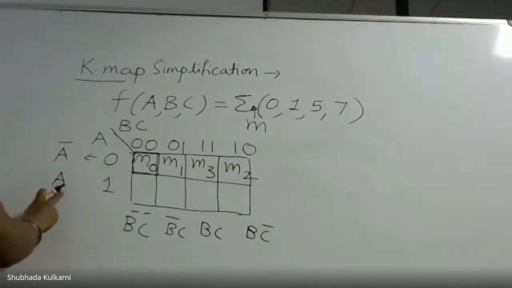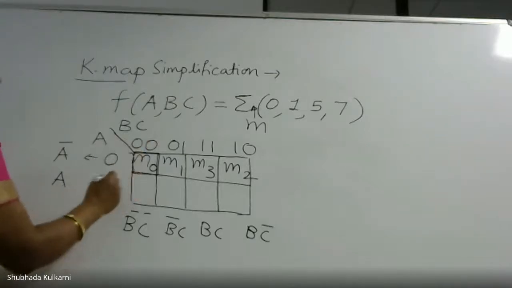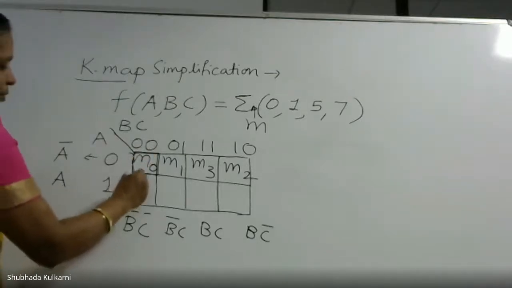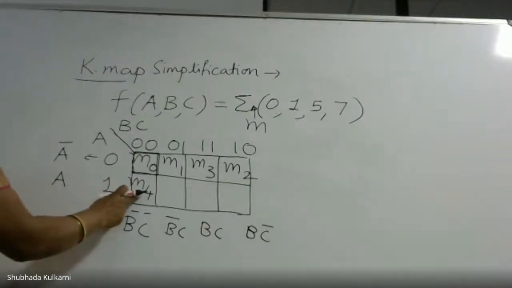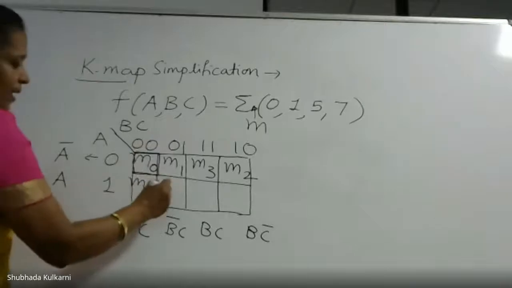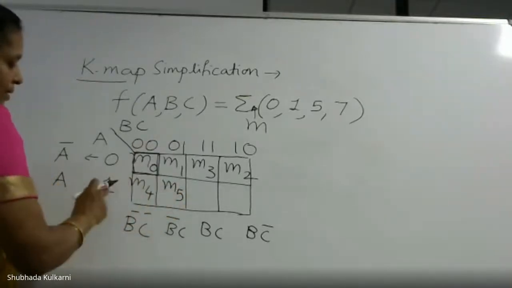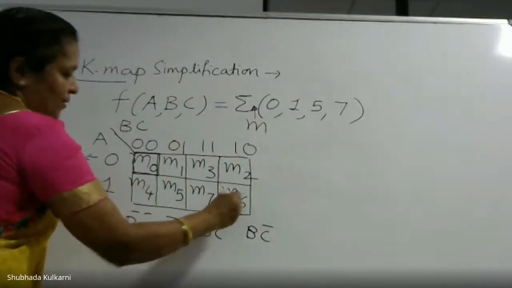Next, the second row, A is 1, but BC are 0, 0. So 1, 0, 0 is 4. I hope you have done decimal to binary practice. 4 is 1, 0, 0. Mean term position is M4. Next, A is 1, BC 0, 1, M5. Then 1, 1, 1, M7. And 1, 1, 0, M6.